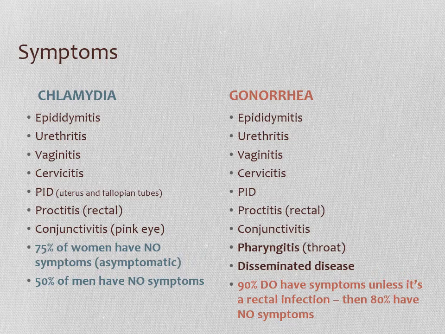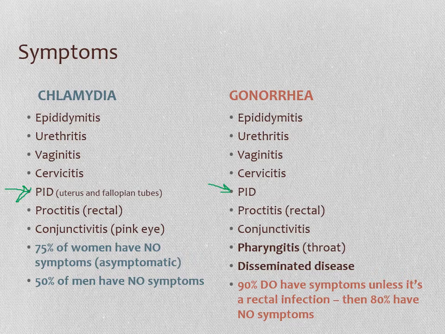So both of these can cause PID. You can see it right here and right here, and that is a deeper infection, so it's more serious, oftentimes requires IV antibiotics. They can both cause rectal infections called proctitis, and they can both even cause pink eye. So the membranes on your eyeball and on the inside of your eyelids, that's your conjunctiva, and they can get infected too. So I'm going to highlight some of the differences here.